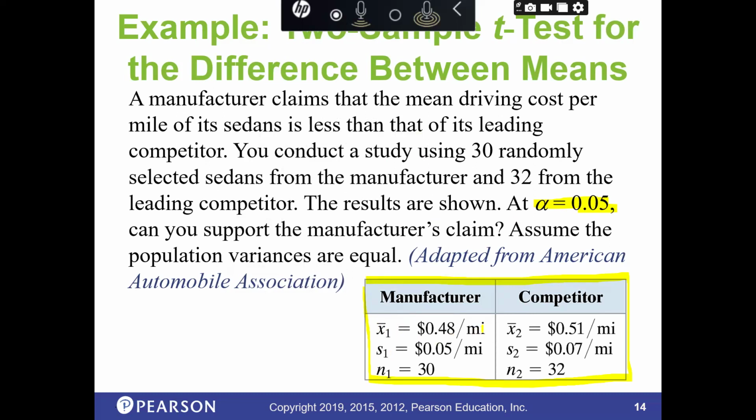Okay, results are shown. So there it is for the manufacturer. It was 48 cents per mile with a sample standard deviation of 0.05. And 30 sedans that were driven. The competitor is a little bit higher, 51 cents per mile. Standard deviation is also a little bit wider. Not by much though, right? 2 cents is not that big of a difference here. So it does say to assume that the population standard deviations or variances are equal. So we're going to go with the other formula.